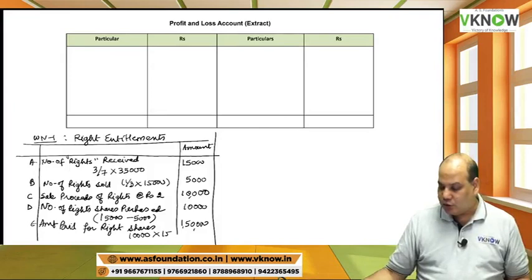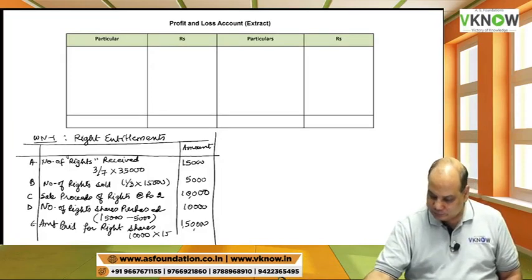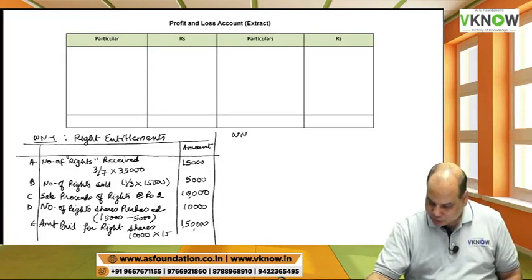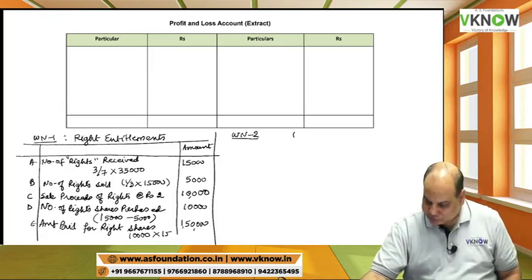This is the working note on right entitlement. Now write down working note number 2, dividend.